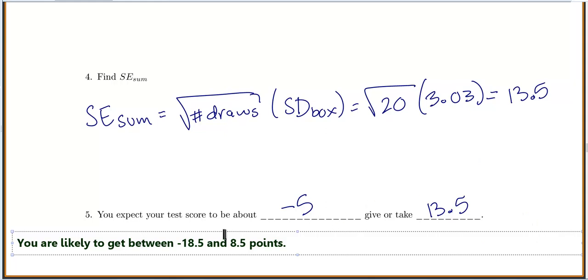Notice that that's a big range, and the reason why is that our standard error was so big, which comes back to our standard deviation of the box being so big.